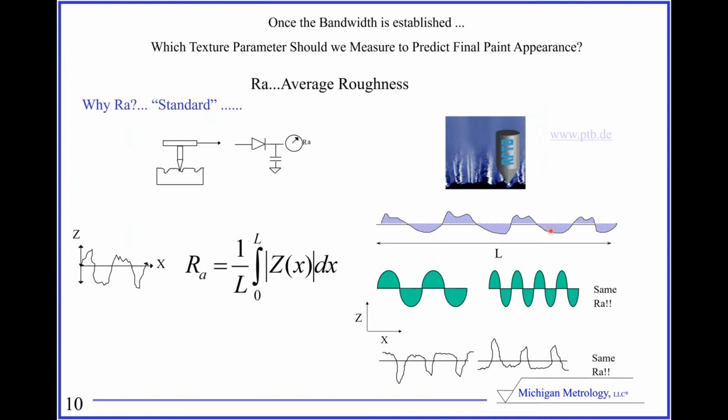Once you've determined the bandwidth you're going to measure, now we look at the parameters, the one we've already talked about, Sa, three-dimensional average roughness, or Ra, two-dimensional average roughness, just a simple absolute value measurement of the profile height. You take the absolute value of the profile heights and average them over the length. Basically taking the area bounded by the profile and the mean line and just adding it up and dividing by the length. And that area doesn't care whether it's positive or negative. And so that's what Ra is.